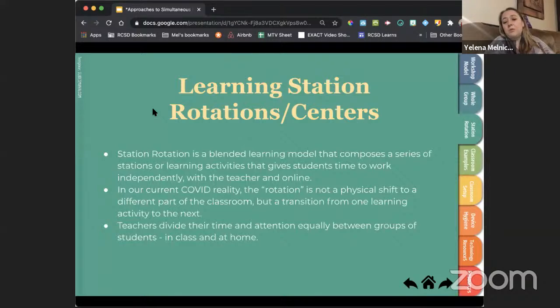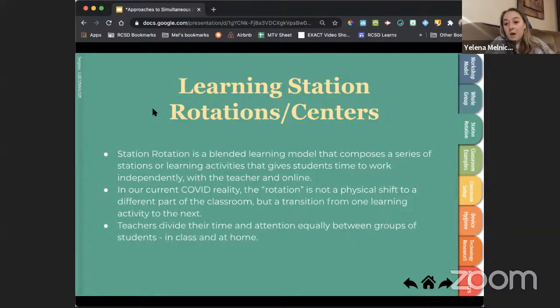Now, in this case, station rotation is a blended learning model, by the way. And if you've taken our blend and flip classroom on e-learning, you would have learned a little bit more about both whole group and station rotation models as a way to blend in the technology anyways. But in this case, station rotations are composed of a series of learning activities, and students work through them independently. Some stations might be teacher stations, and some stations might be online.